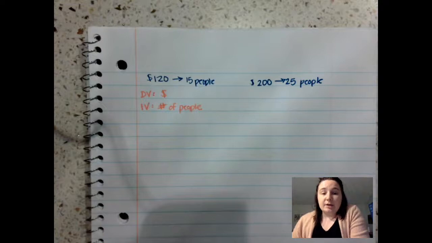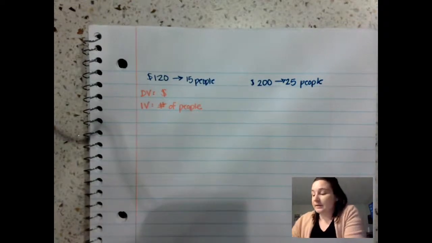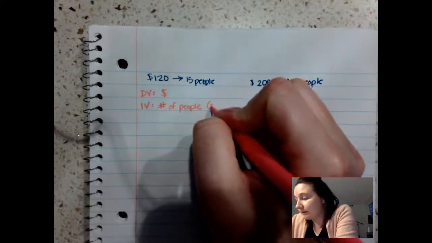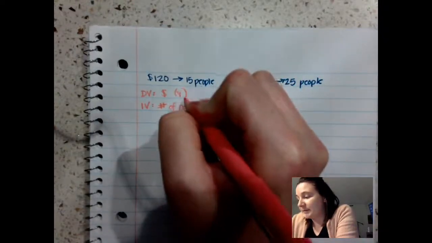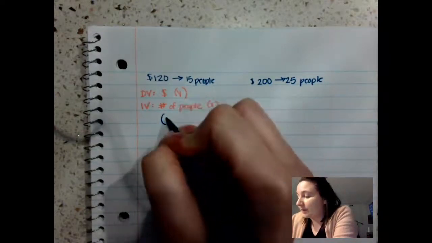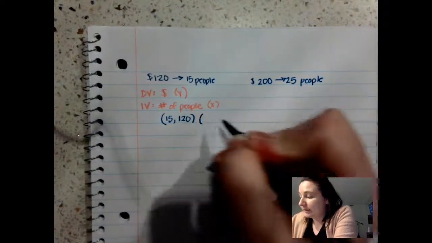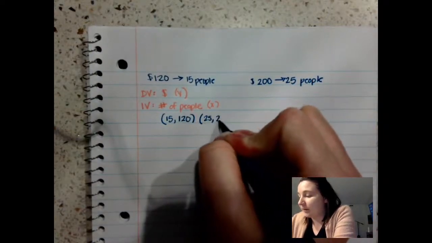And so now we want to use this to write our points. An independent variable comes first, that's our x value. And the dependent variable comes second, that's our y value. So our 2 points for the first one is 15, 120. And the second one is 25, 200.